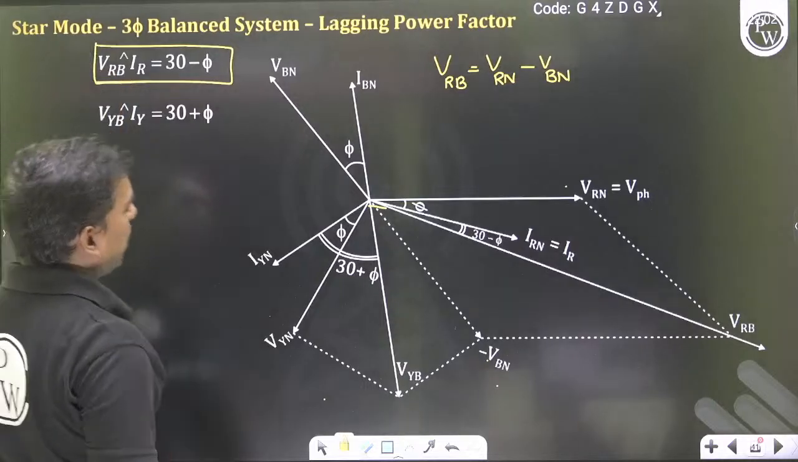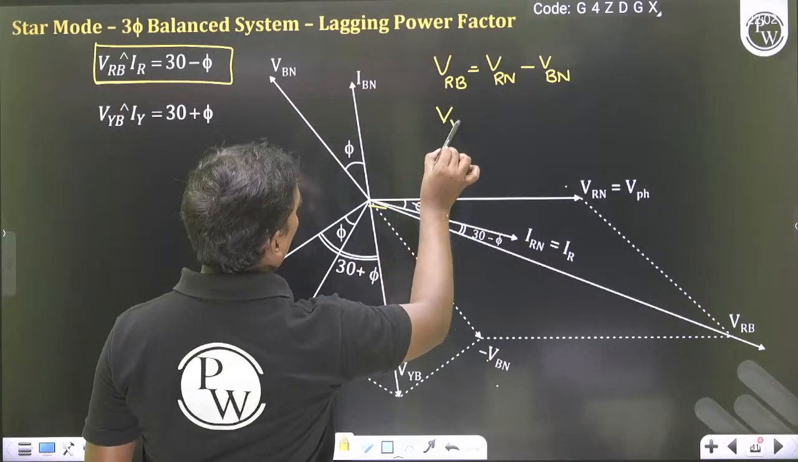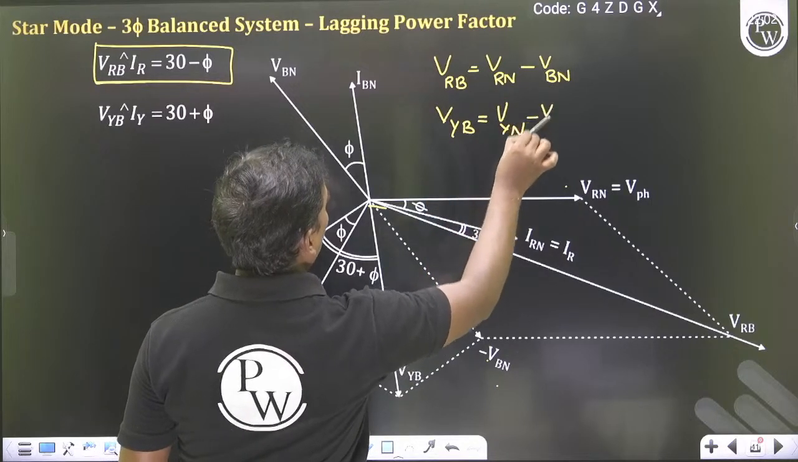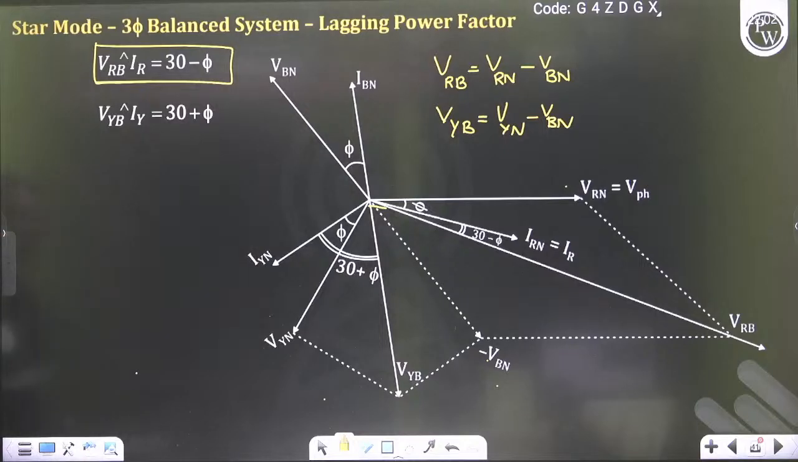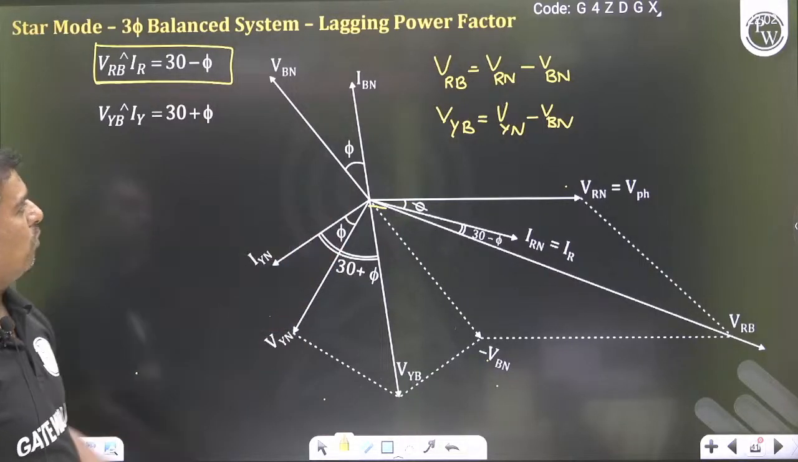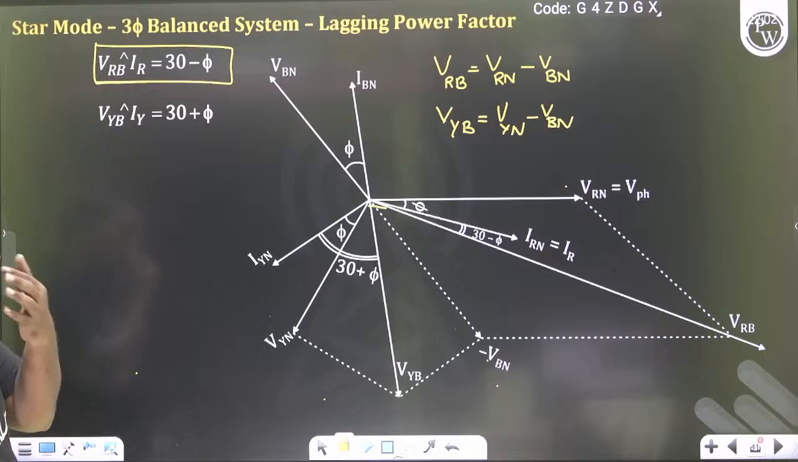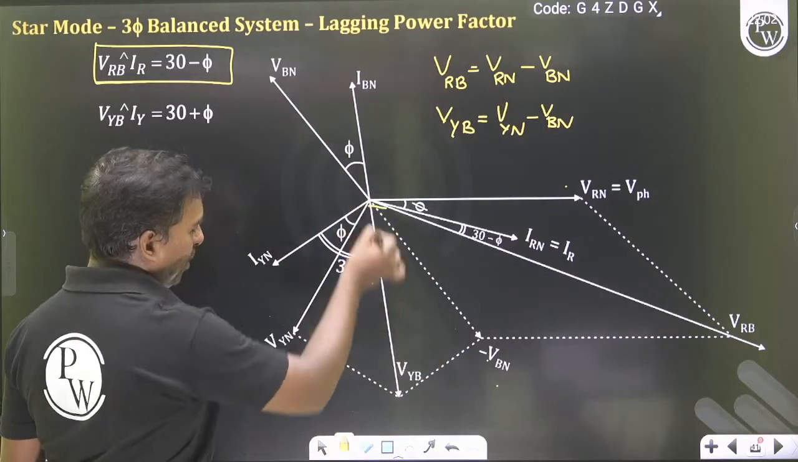Okay. Similarly हमको next चाहिए VYB. So VYB and IY. So VYB बोलो तो क्या है? VYN minus VBN. So this is a VYN, minus VBN. So VBN यहाँ है. So ये दोनों का resultant VYB होगा.